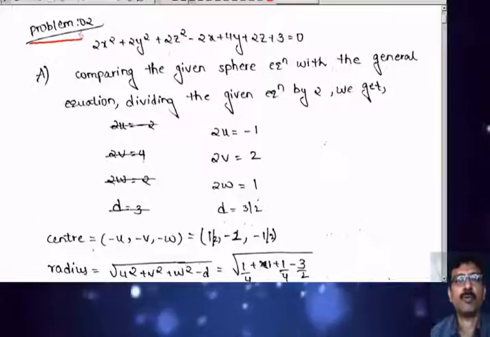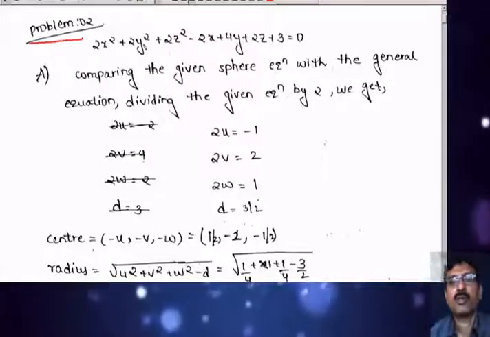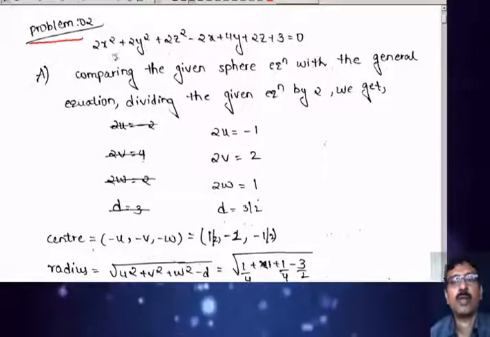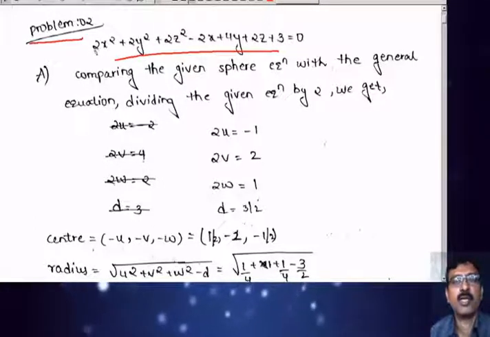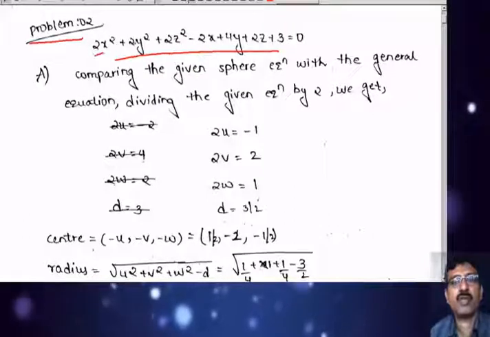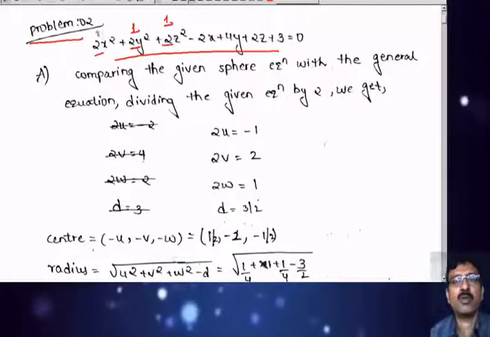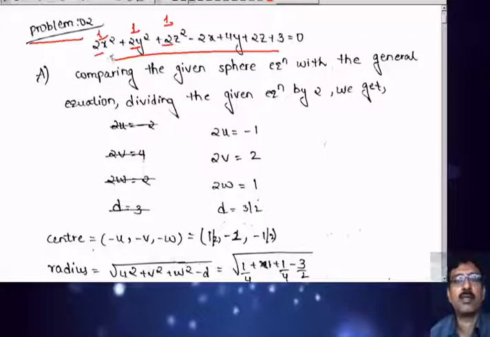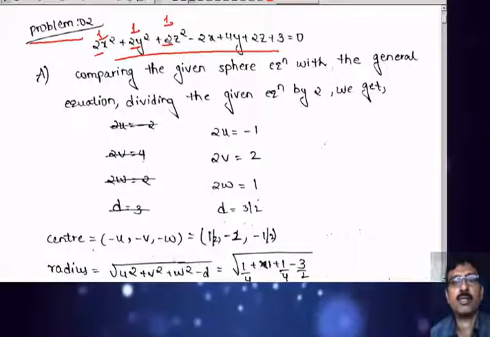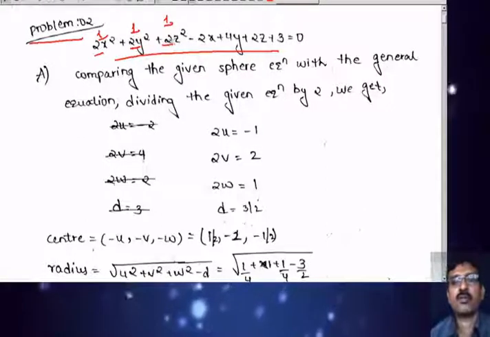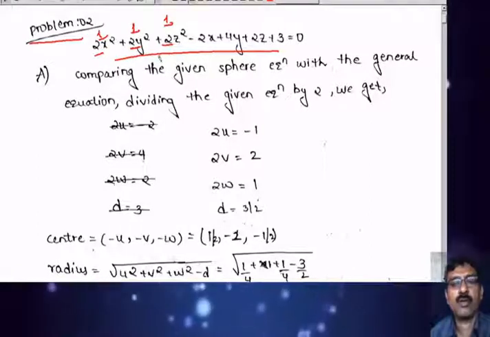Problem number 2. Here the equation of the sphere is given almost in general form, but it is not exactly in general form. Why? Because in general form the coefficients of x square, y square and z square should be 1. But here the coefficients are 2, 2, 2. So that's why this is not exactly the general form of the sphere. But we can convert this into general form.